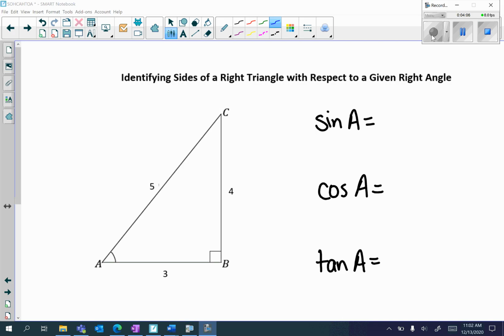Next, let's look at this example, identifying sides of a right triangle with respect to a given acute angle. So first, let's identify our central angle. And of course, it's going to be at A because that's where the arc is. After we identify the central angle, we must label opposite, adjacent, and hypotenuse on the triangle. So opposite is across, adjacent is next to, and the hypotenuse is across from the 90-degree angle.